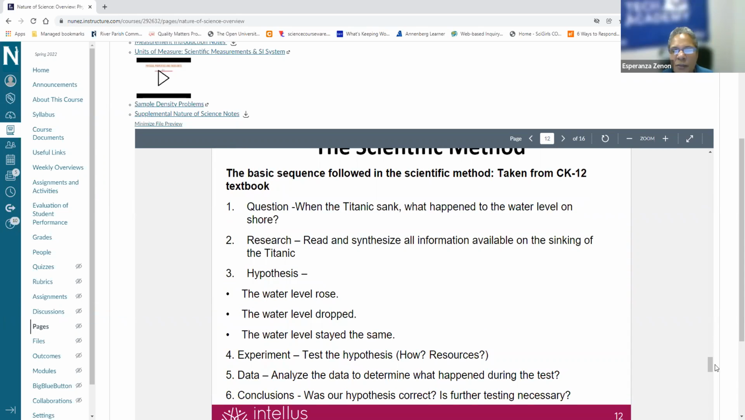Okay, and I took this from the CK12 textbook as an example of the scientific method. So it says, when the Titanic sank, what happened to the water level on shore? That's an example of a question. Now, is somebody really going to investigate that? I doubt it, but it's just an example of a question, and it highlights some very important things that I want to focus on.